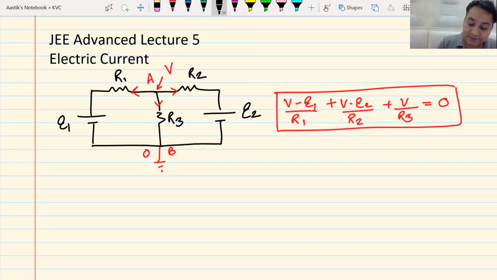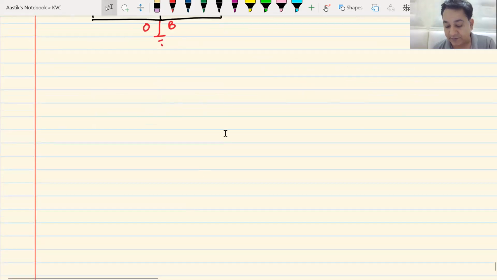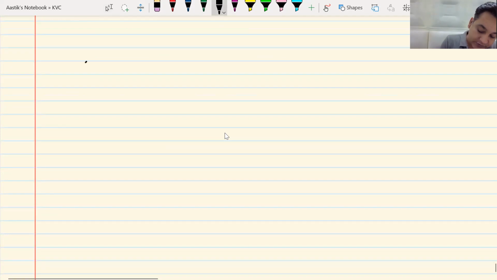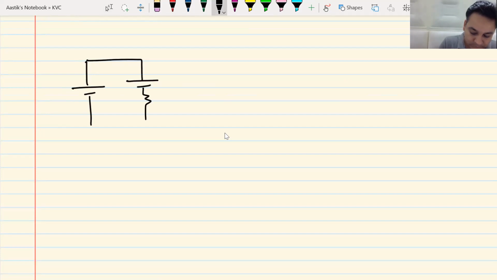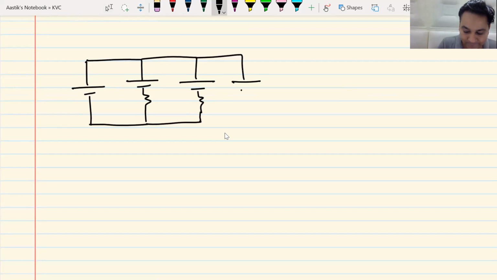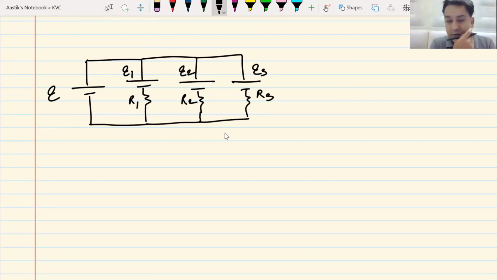Now what happens if I just change this question and make it like this? I can make a number of branches like this. Let me call this E. Let me call this E1. This is R1. This is E2. This is R2. This is E3 and this is R3. Then how will you do it?